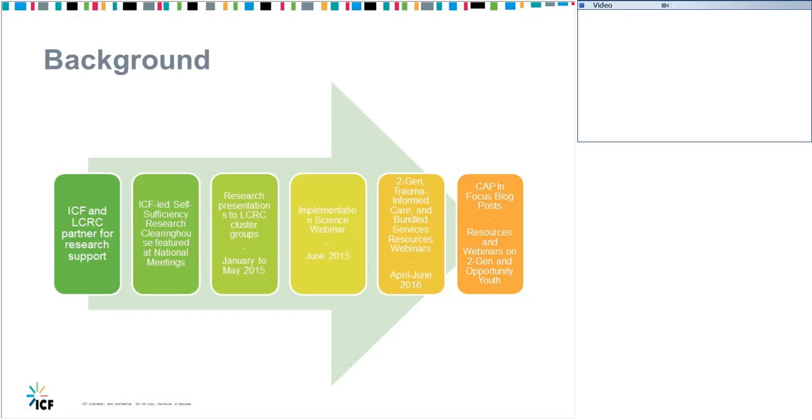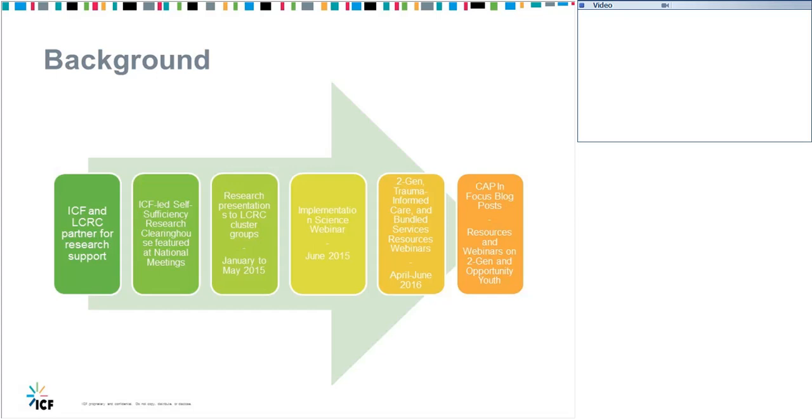Our goal is to improve policy and practice in areas like employment, education and training, and family self-sufficiency by improving access to resources that are evidence-informed and field-tested. So again, I hope we have time to show you the website later.